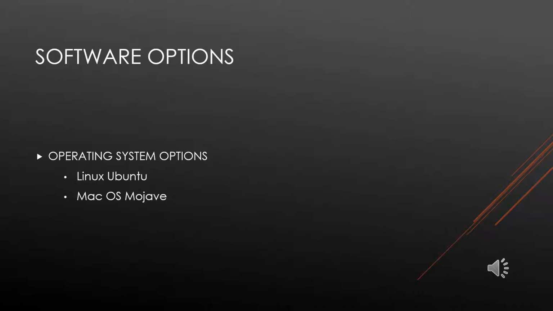Software options. Operating system options. It's important to know what software options are available that can be advantageous to us in terms of functions. For operating system, we use the Linux Ubuntu, which is an open source software. This operating system is released in 3 editions: the core, the server, and the desktop. This operating system is popular for cloud computing. Another operating system used is the Mac OS Mojave by Apple.